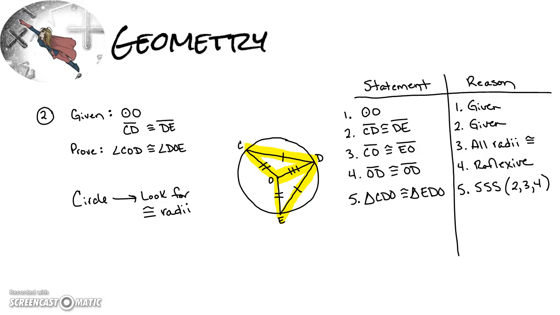And now, because we're trying to prove not the triangles, but those 2 angles, it's most likely going to be CPCTC. So let's just check to be sure. Angle COD is right here, and angle DOE is right there. And those are 2 angles that are corresponding or matching with each other in our 2 triangles. So we can say angle COD is congruent to angle DOE because of CPCTC.